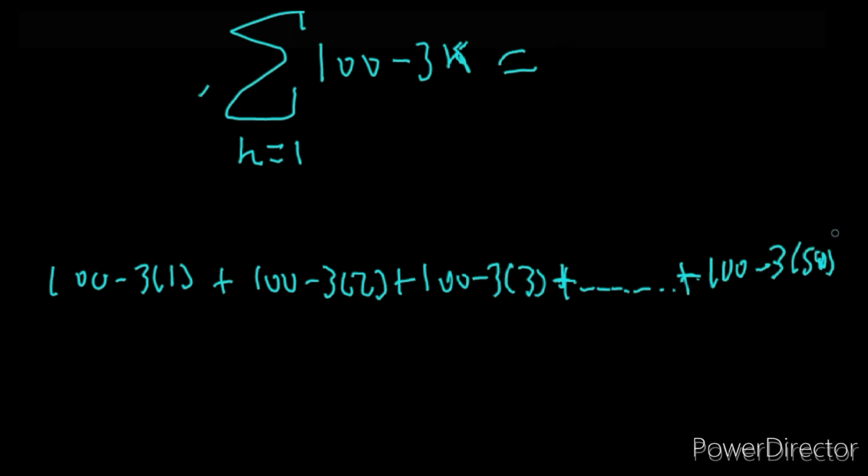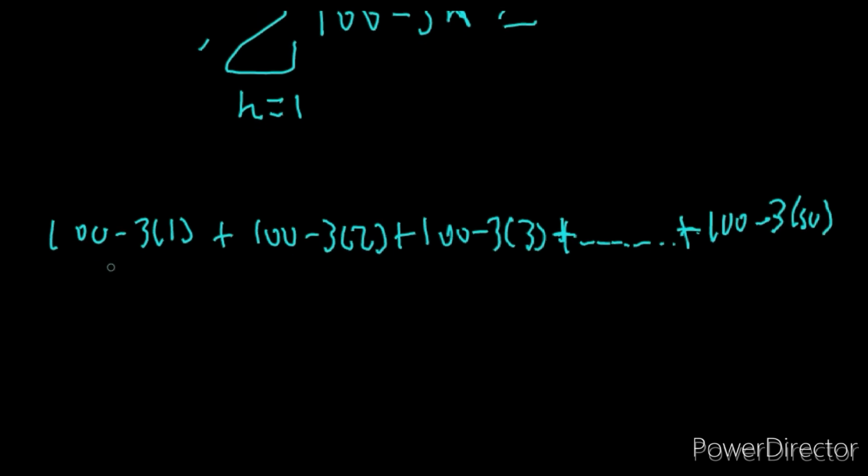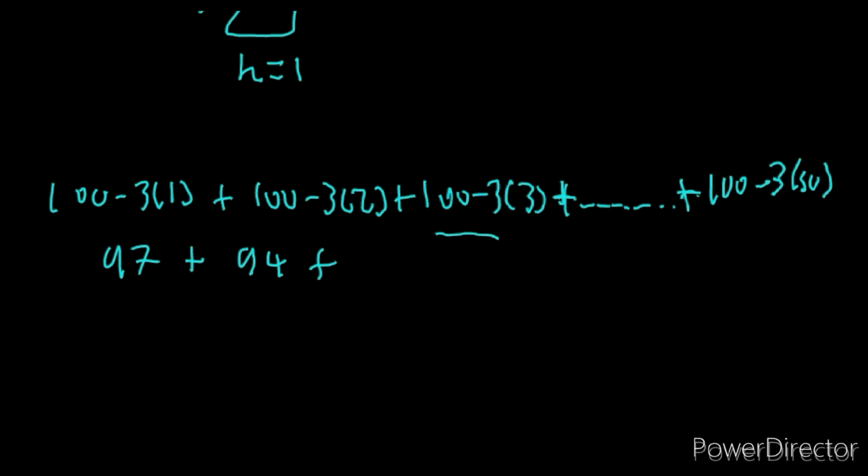So that's what we have. Let's simplify this. 100 minus 3 is just 97. Then we're going to have 100 minus 3 times 2, which is 6, so this is going to be 94. The third one is 100 minus 9, which is 91.